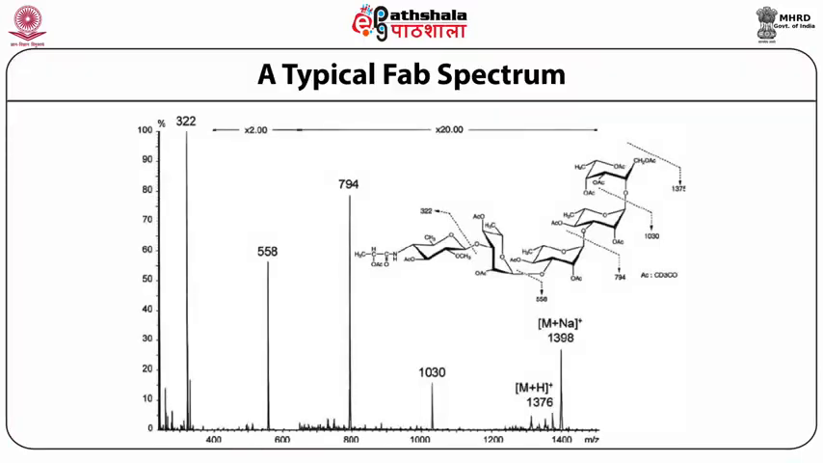A typical FAB spectrum is shown here for a big molecule which has a molecular weight of 1375. It also records M plus H plus, that is the pseudomolecular ion, which is 1376. The molecular weight will be 1375. It also shows M plus sodium ion at 1398. So this is the typical FAB spectrum that you obtain. You obtain some fragment ions also, such as 558, 794, 1030, and so on.